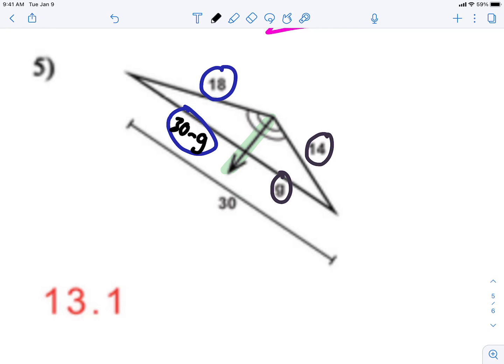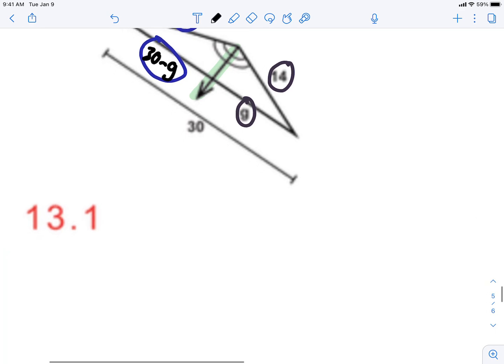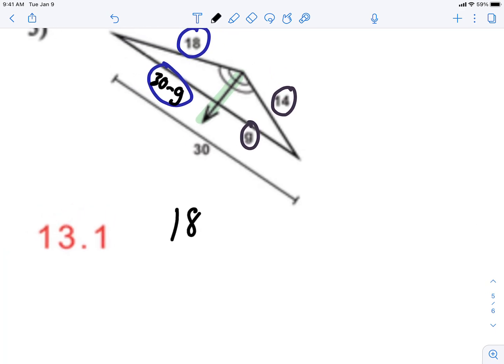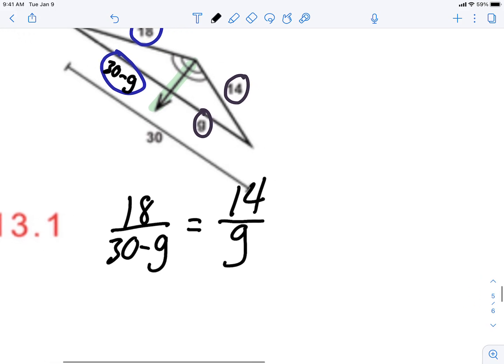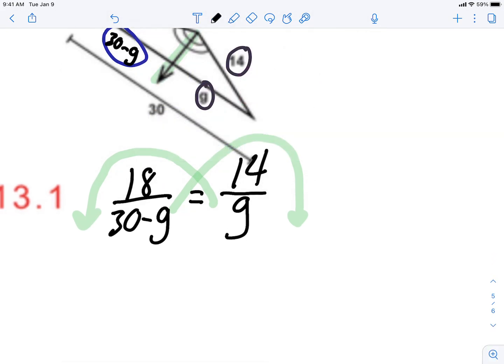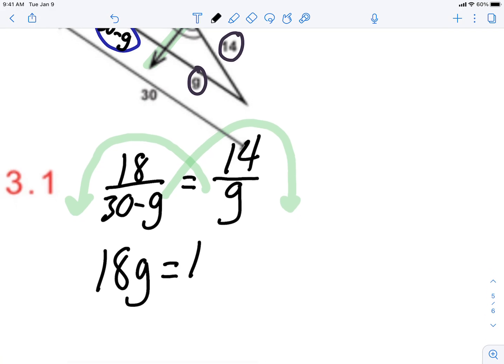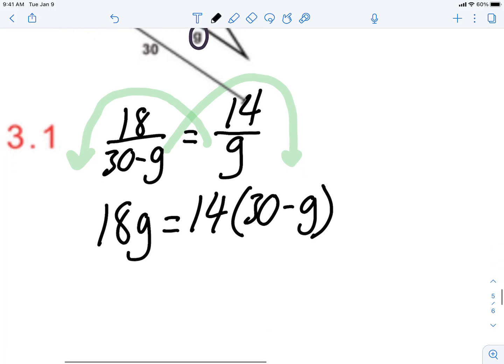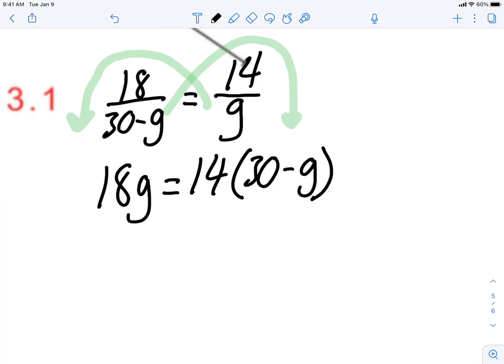Look at that. Now I have my relationships. So let's write them out. So 18 goes with 30 minus G equals to 14 goes with just G. So butterfly multiply, right? 30 minus G times 14 and G times 18. Well, G times 18 is just 18G. That one's easy. And 30 minus G times 14 is 14 times 30 minus G.